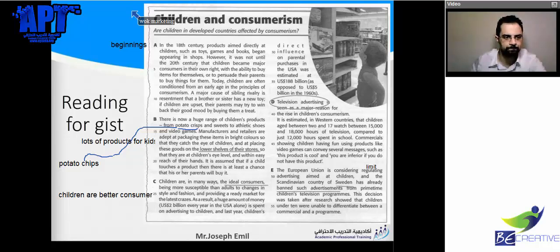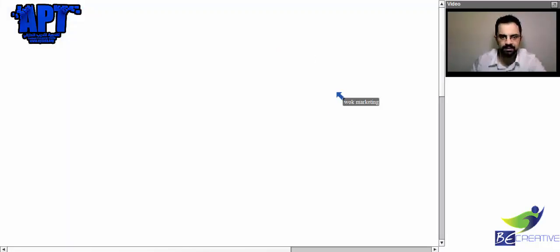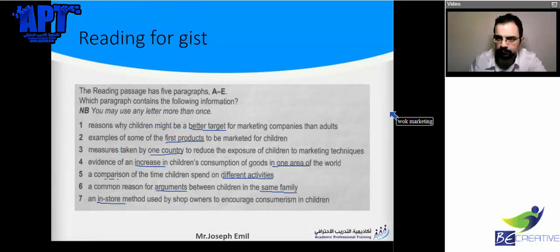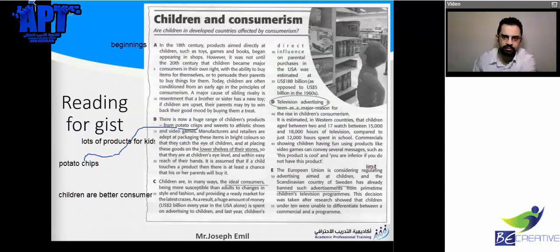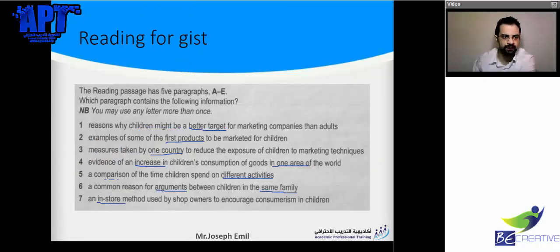So if we get back here to the questions, you will see that the questions are very clear now. Reasons why children may be a better target. So it's definitely somewhere here, are better consumers. All right, so the answer for the first one is C.